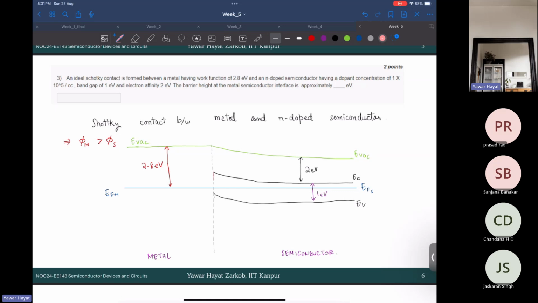So this would be the barrier and this is your phi b. Now, can anyone just compute what this phi b is numerically and then type in the chat? Please do that.